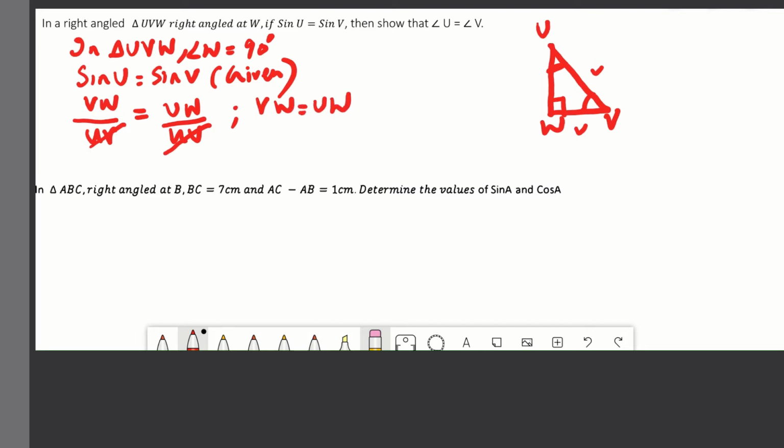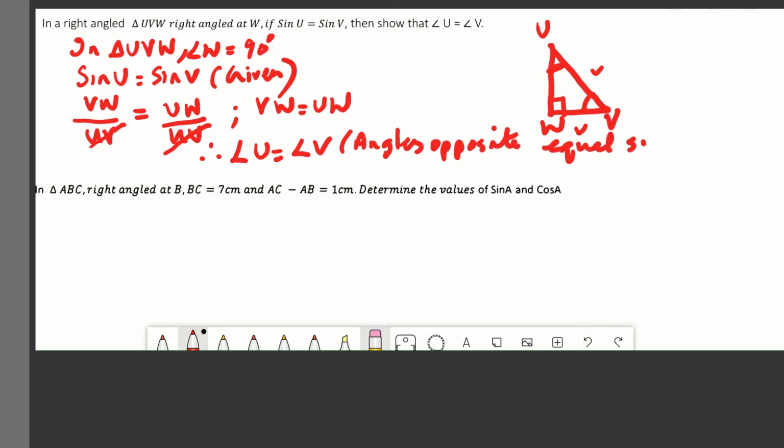So in a triangle, if two sides are equal, then the angles opposite to them are also equal. So therefore we can write then angle U will be equal to angle V. And the reason is angles opposite to equal sides are equal. So this triangle is a right angled isosceles triangle.